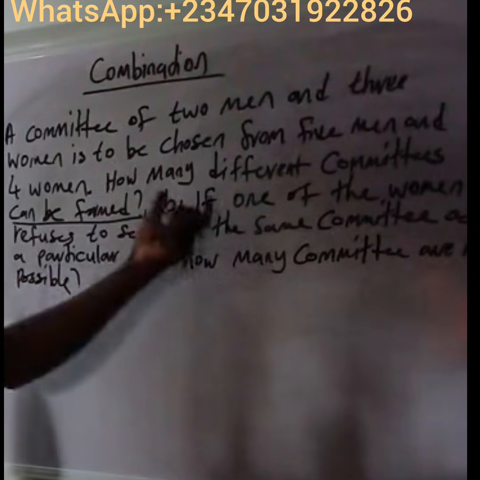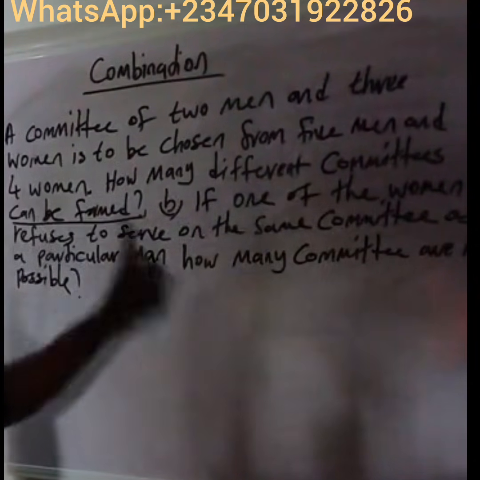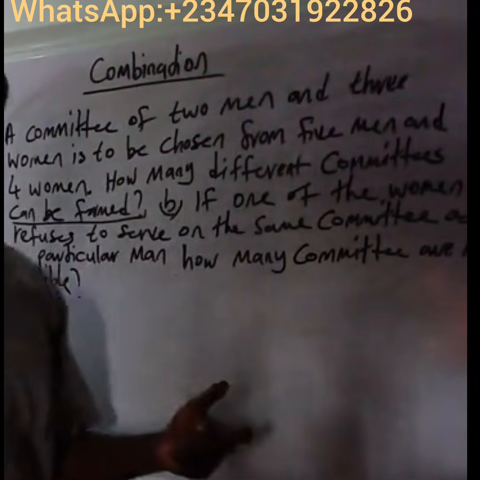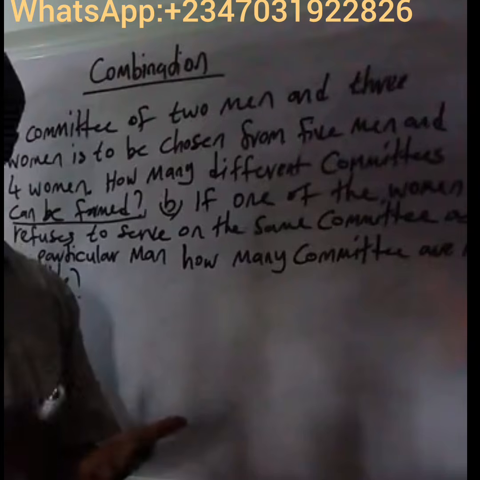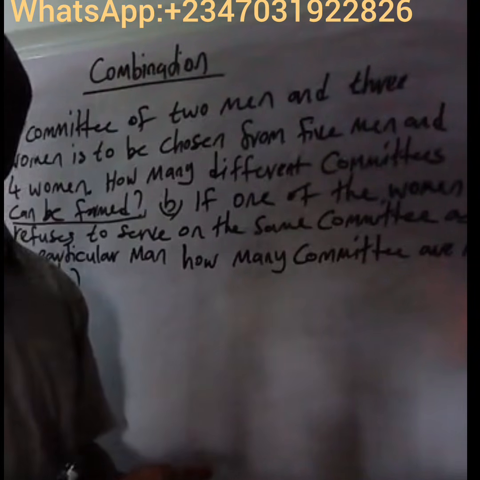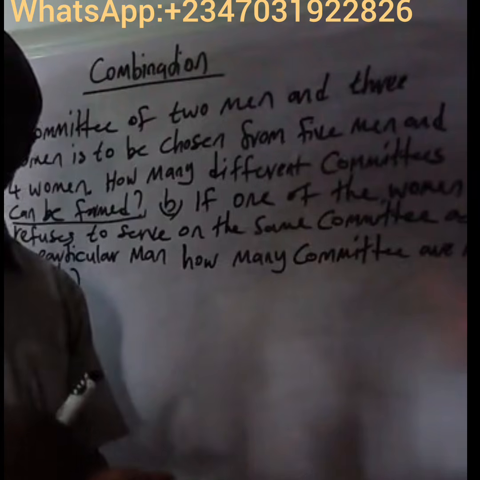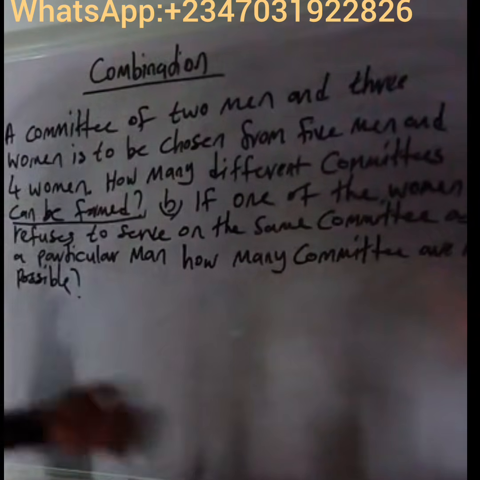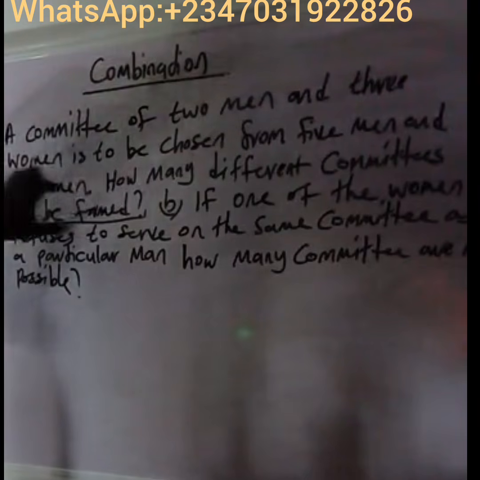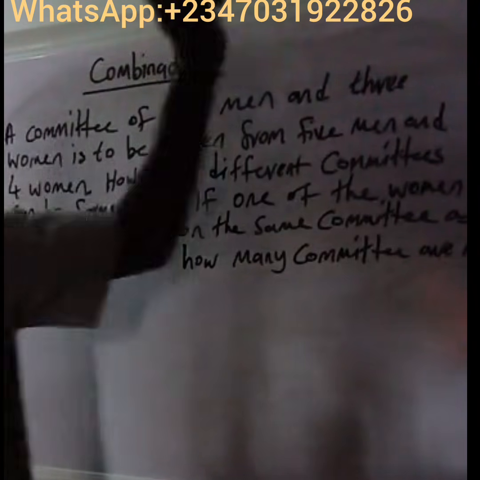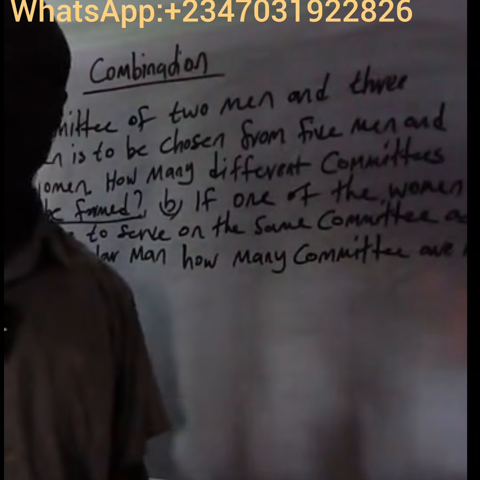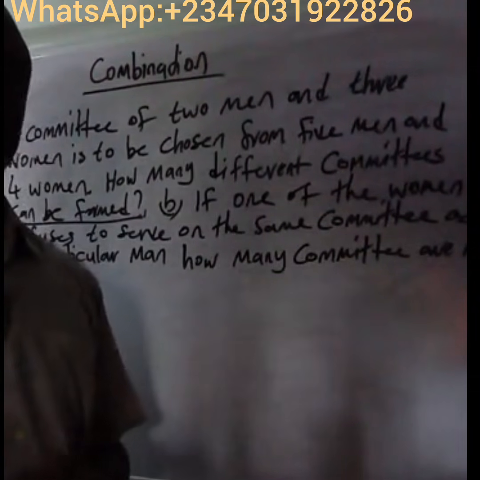So to find the number of committees if one of the women refuses to serve with a particular man, first you consider the case where a particular man and a particular woman are both in the committee. When you get that, you subtract it from the first answer that you got, which gives you the case where the particular woman refuses to serve in the committee. That is how you solve a case like this.